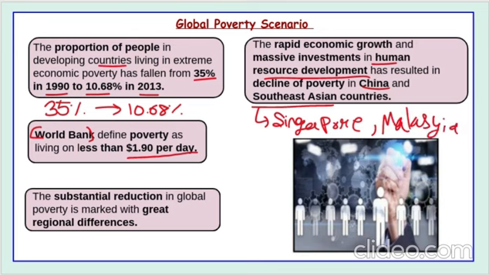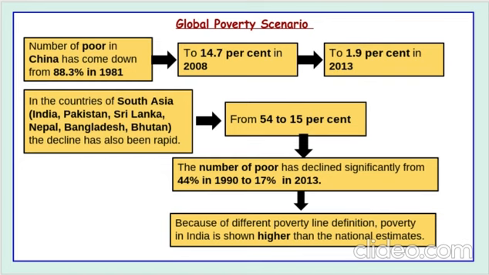Malaysia. All of these are the places where the poverty level has declined, along with China also. Now, the substantial reduction in global poverty is marked with great regional differences. Due to regional differences also, there has been a reduction in global poverty. Now, the number of poor in China has come down from 88.3% in 1981 to 14.7% in 2008. Such a good improvement.